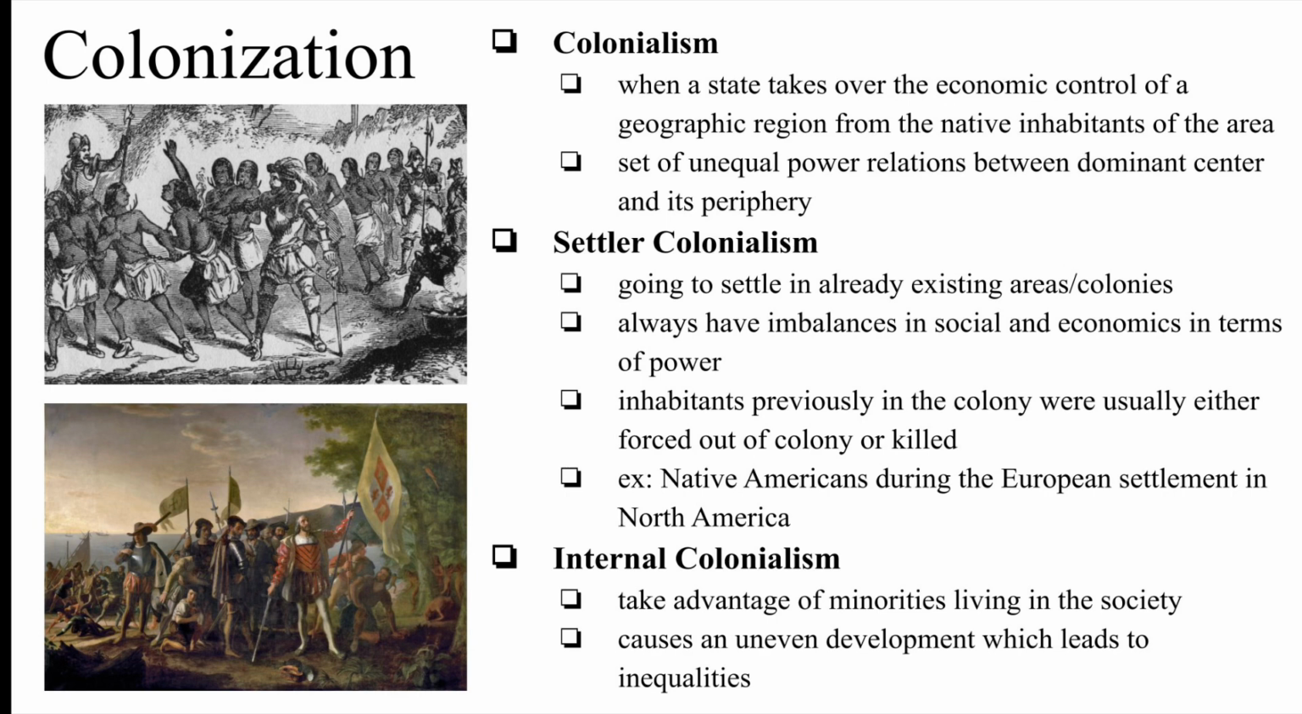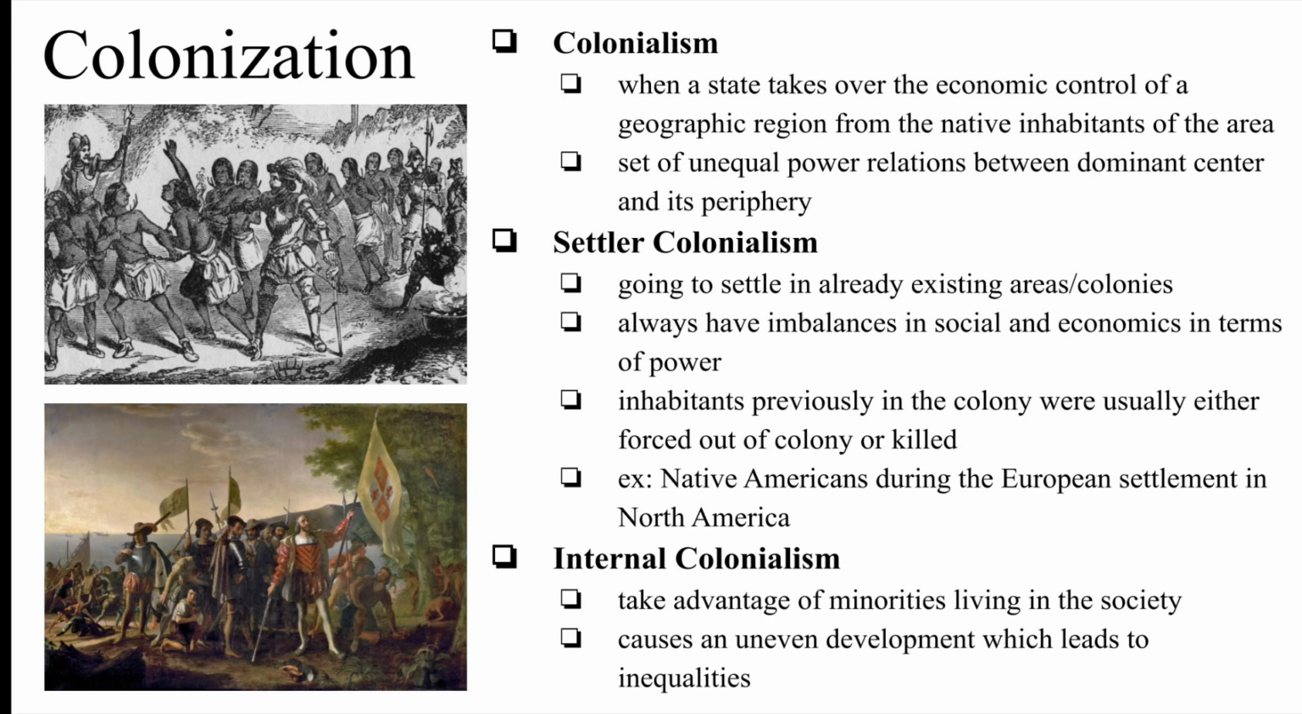Colonization. One form of colonization is colonialism, and this is when a state takes over the economic control of a geographic region from the native inhabitants of that area. There usually is a set of unequal power relations between the dominant center and its periphery.